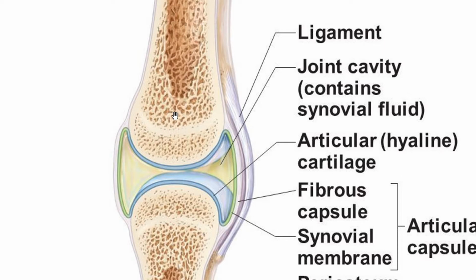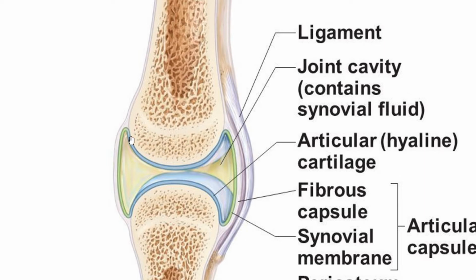Actually, these are the two bones which are participating in joint formation. Here we have the joint, and this is the articular surface. This blue one you can see is hyaline cartilage, a special type of cartilage, a soft connective tissue which covers only the articular surface. And here we have the joint cavity, which is present between the two articular surfaces.